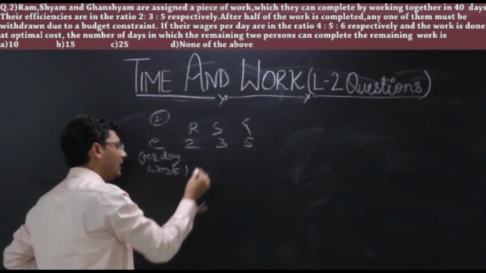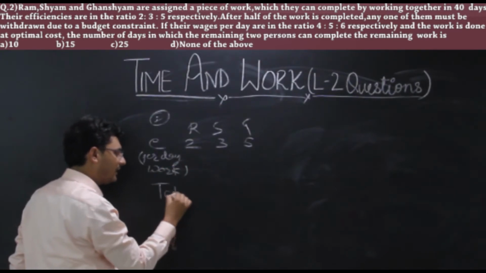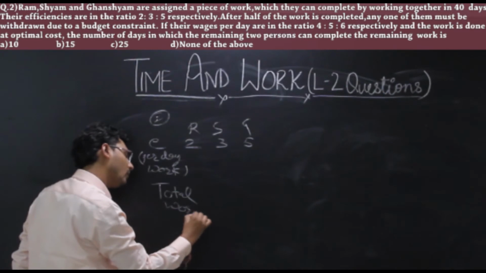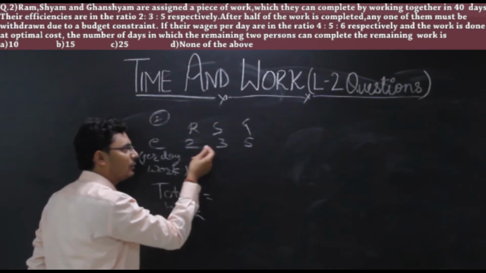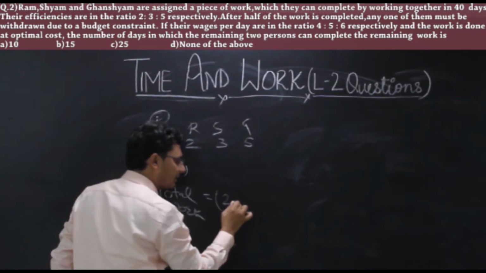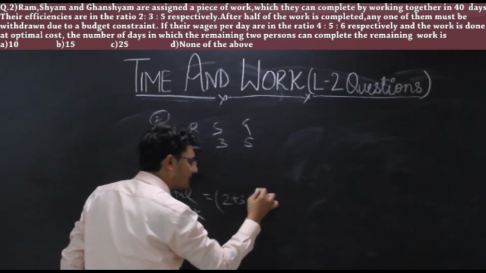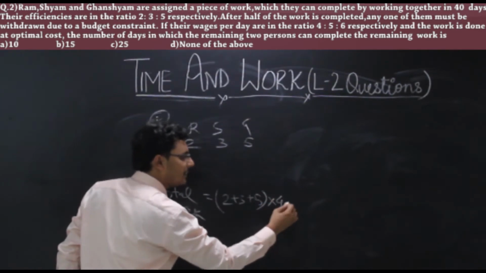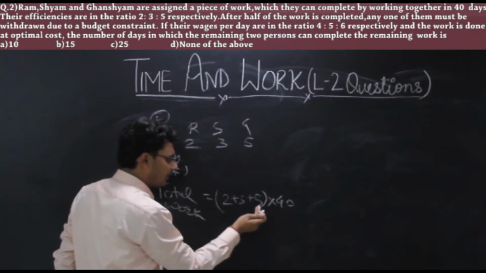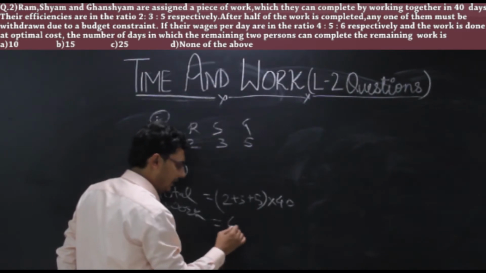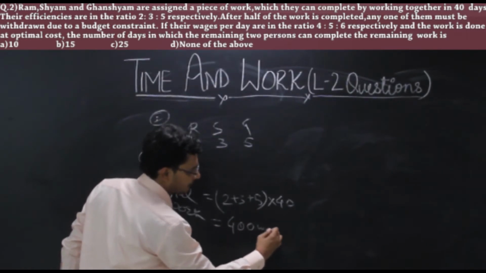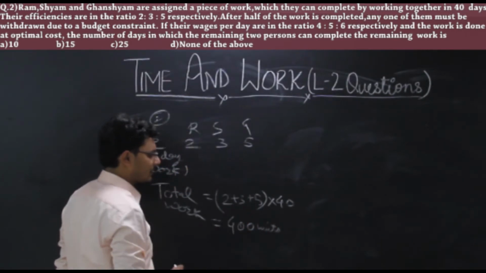So he has given us the total work. What is it? Per day work: Ram will do 2, Sham will do 3, and Ghanshyam will do 5. So per day work will be 2 plus 3 plus 5, that is 10, and this goes on for 40 days. So my total work will be 10 into 40, 400 units. So 400 units is my total work.